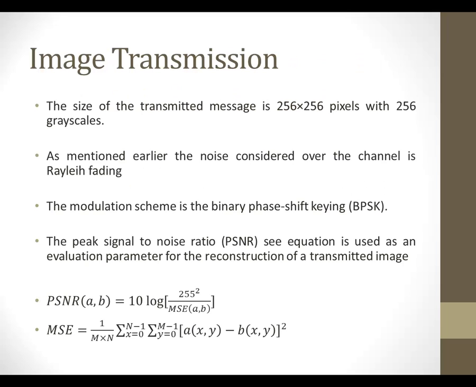For image transmission, the peak signal to noise ratio, PSNR, was used as an evaluation parameter. Over here, the message sent was 256 by 256 pixels with 256 grayscales. As mentioned before, the channel is considered Rayleigh fading with BPSK modulation. The PSNR equation is given over here.